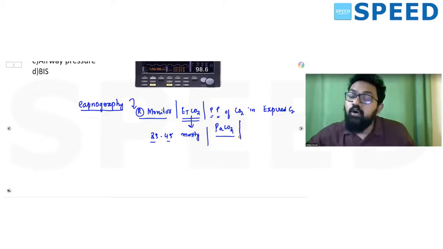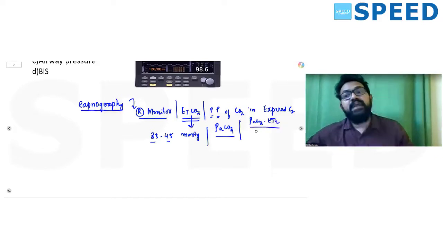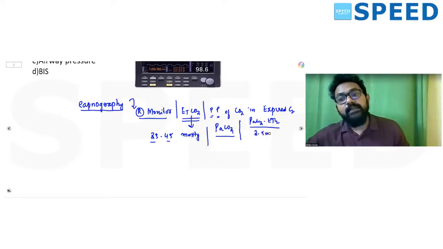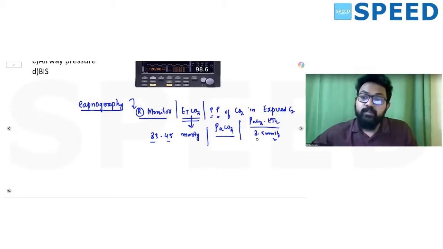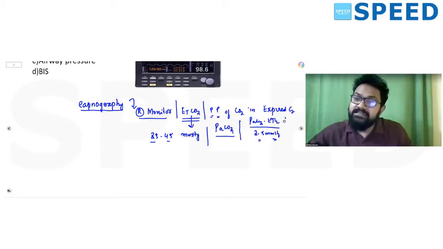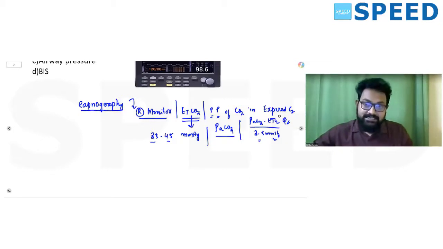Now, this is a very, very common question. What is the normal difference between PaCO2 and end tidal carbon dioxide? Generally, they are representative of each other, but you can have a difference of 2 to 5 millimeters of mercury. And this is a NEET super specialty question. So please do remember this value as well, because this can always be asked in your NEET PG exam as well as an INI-SET exam.